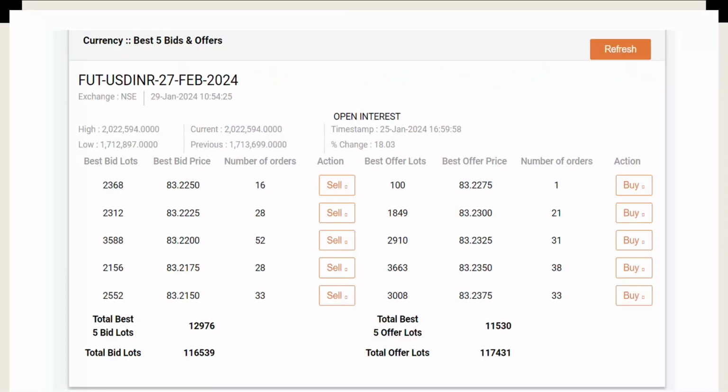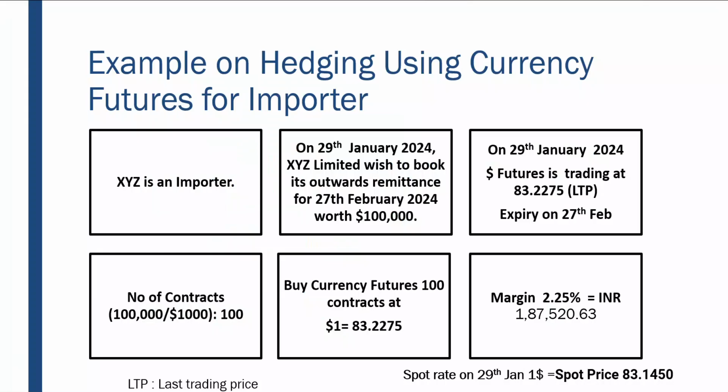So I have taken a long position. That means I am bullish on dollars. Long position means I'm bullish on dollar, that the dollar price is going to go up. I'm going to make money only, by entering into this contract. I have bought dollars. What does it mean actually? That's very important. That means I have bought the dollar at 83.2275. When? By 27th of February.